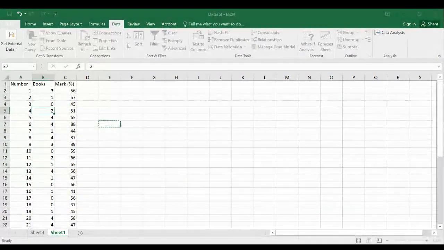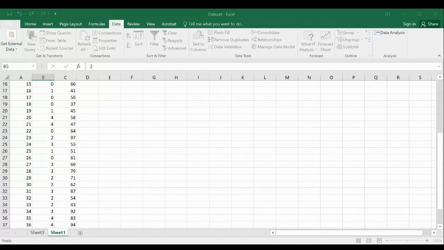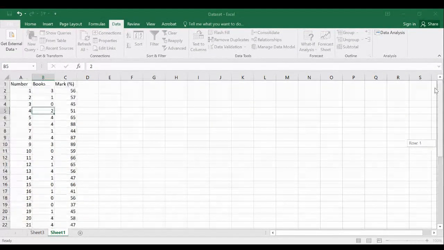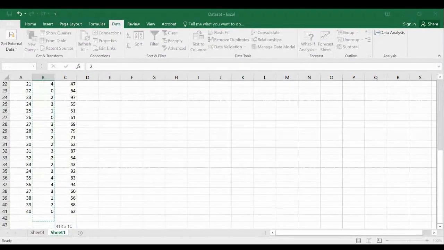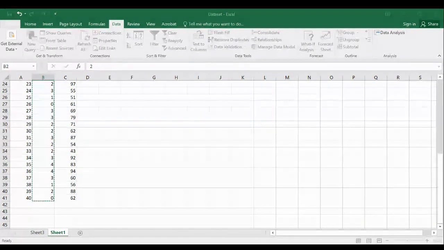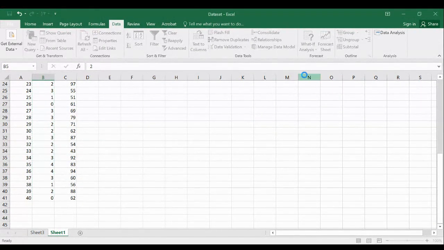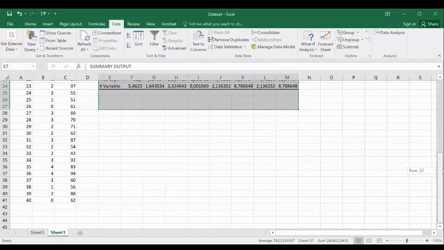Let me deal with this first, because the x values are here. So I can run this, and here are the results.